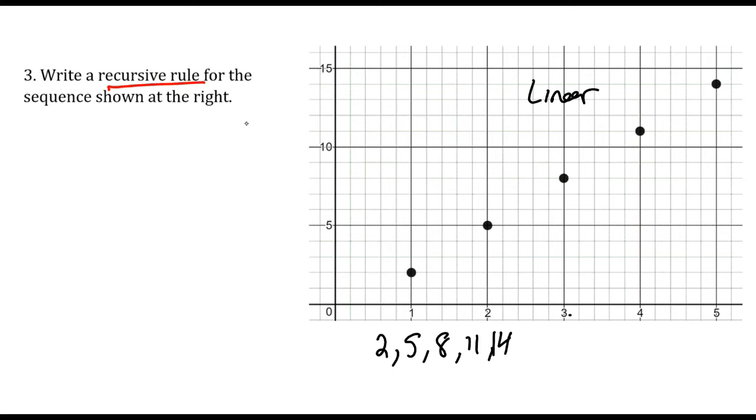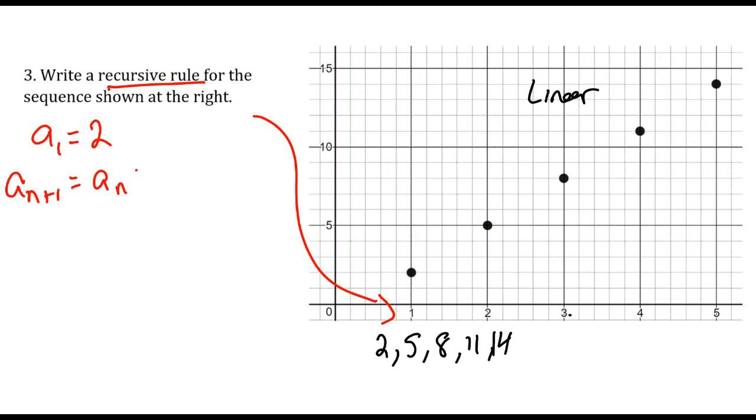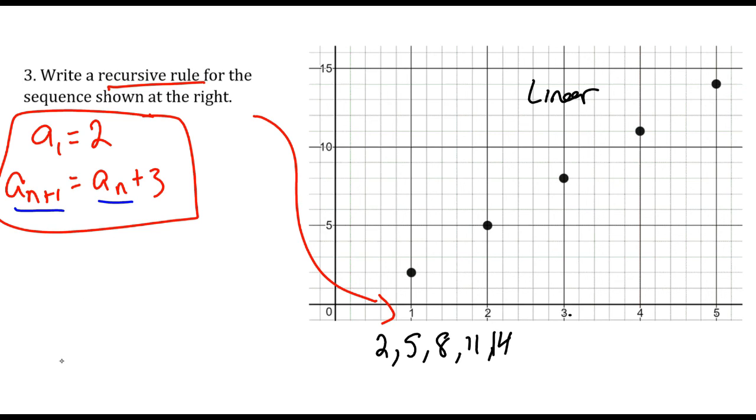But they want a recursive rule for this sequence that I listed out instead of putting it in graphical form. So, got to tell me where to start. Start at 2. And to get to the next term, what do you do? The pattern is add 3. I have a common difference of 3. That's my recursive rule right there. So recursive rules are all about describing the pattern and building up to get to the next term. There's 2 parts to the formula, the first term, and then the pattern. It's very easy to recognize because there's 2 parts, and there's a sub n's on both sides.